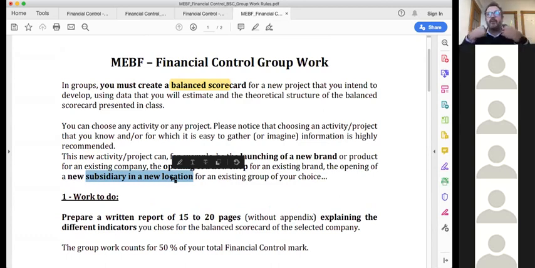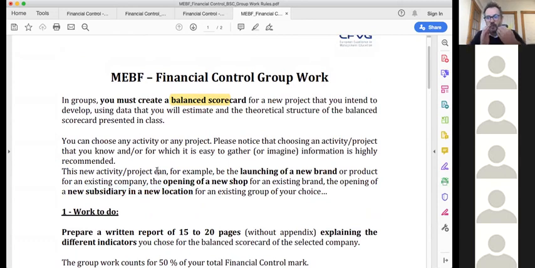So for the balanced scorecard, you are the manager of this new brand, this new location, this new subsidiary or this new shop, okay? And imagine what could be the indicators you develop. Of course, we discuss the indicators tomorrow. So maybe it's a little bit shady for you for the moment; just in case you have the time, discuss with your group already. If not, again, we should have maybe 1 hour left at the end of the session tomorrow to discuss this.